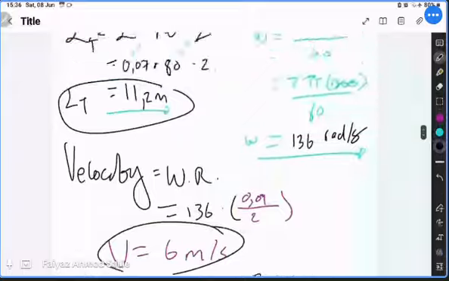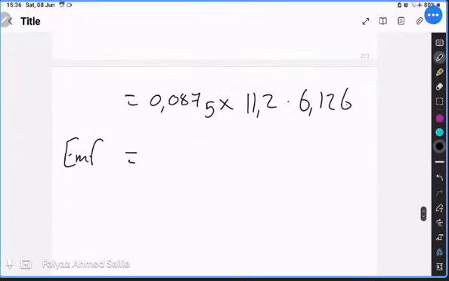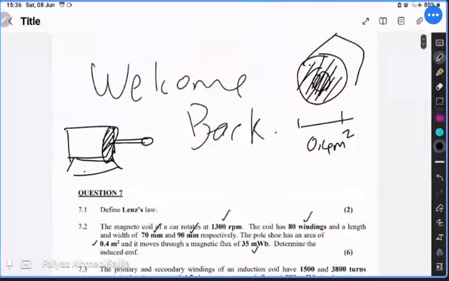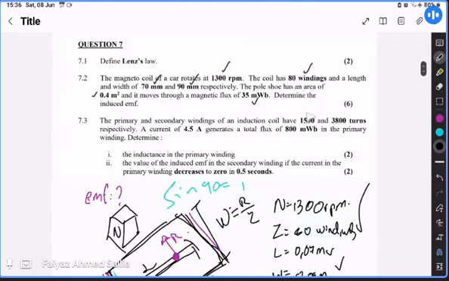So the EMF, electromotive force, is going to be 6 volts. So we are done with this question, and the answer of the EMF is 6 volts.